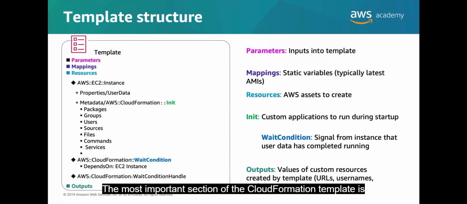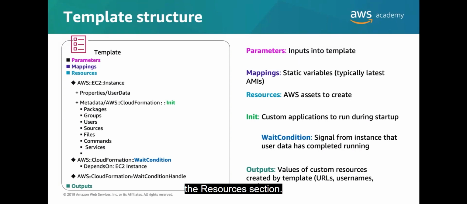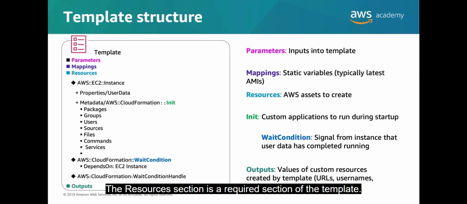The most important section of the CloudFormation template is the Resources section. The Resources section is a required section of the template. This section contains the AWS objects you will create. You can create resources across a number of AWS services, including Amazon EC2, Amazon S3, Amazon VPC, and many others. You can specify relationships and dependencies between resources to help ensure that resources are created in the correct order.